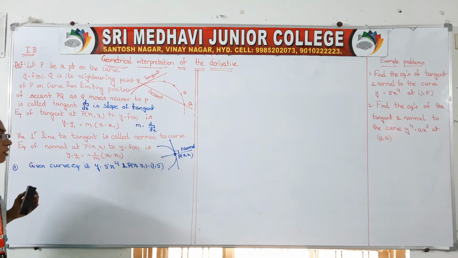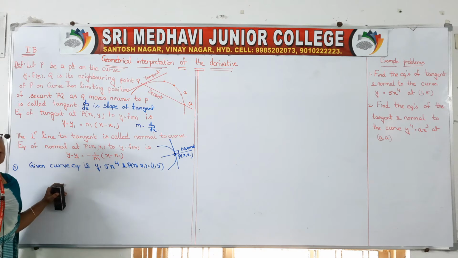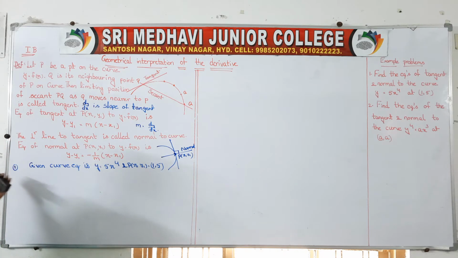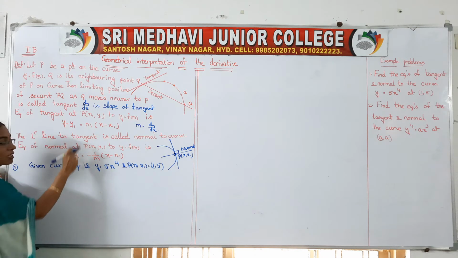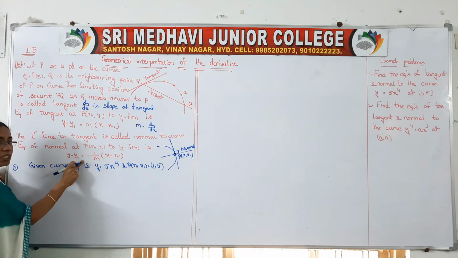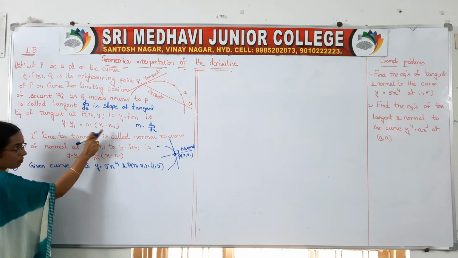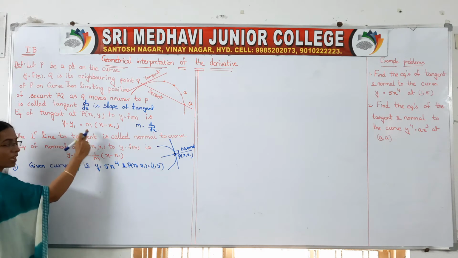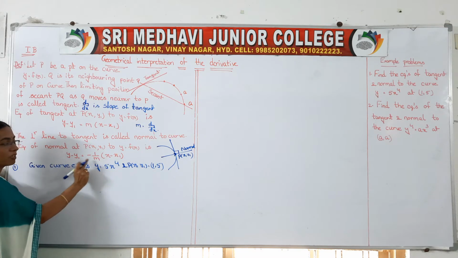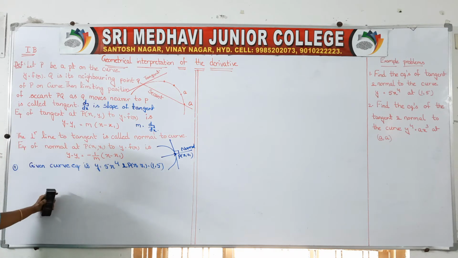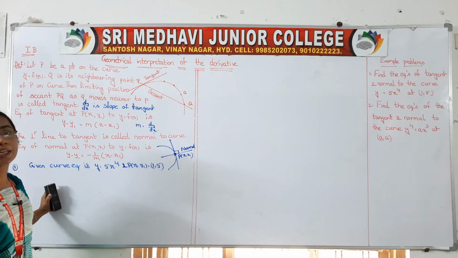Now we have to write the equation of the tangent and the equation of the normal to the curve at that point by using these formulas. If you observe these formulas, we need the x1 value, y1 value, and m value. Here also x1 value, y1 value, m value, where m is nothing but dy by dx.